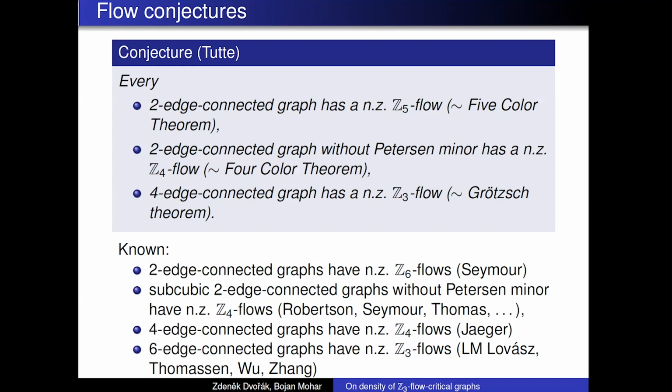So this 4-flow conjecture would actually imply the 4-color theorem. And finally, he conjectured that every 4-edge connected graph has a nowhere zero Z3 flow, which would imply Grötzsch's theorem that every triangle-free planar graph is 3-colorable. And unfortunately, all of these conjectures are still very much open. But there are some partial results that we know.